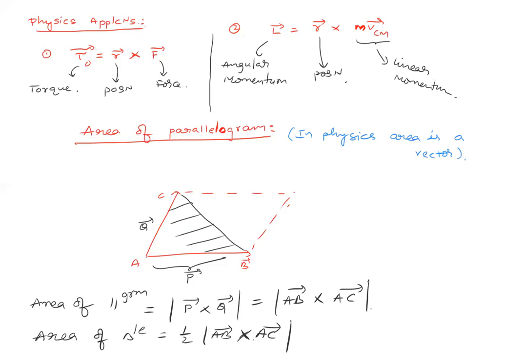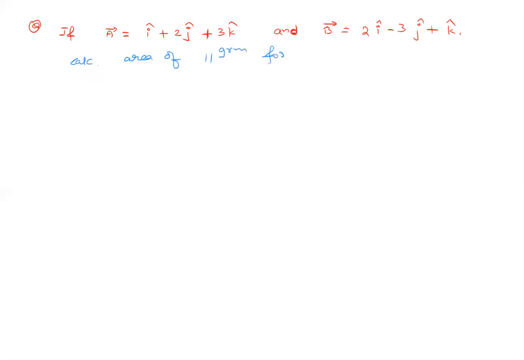Now let us do a problem. The question is: if a bar is equal to i cap plus 2j cap plus 3k cap and b bar is 2i cap minus 3j cap plus k cap, calculate the area of the parallelogram formed by the above two vectors.